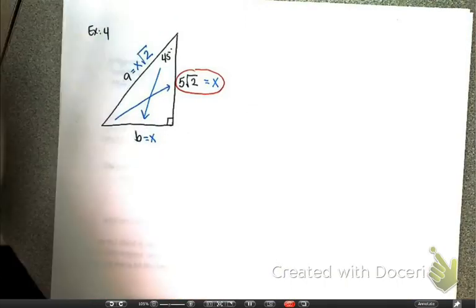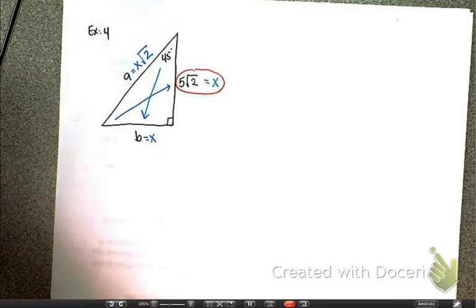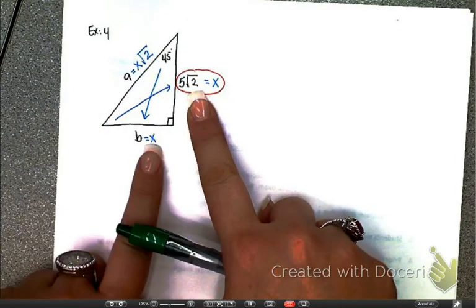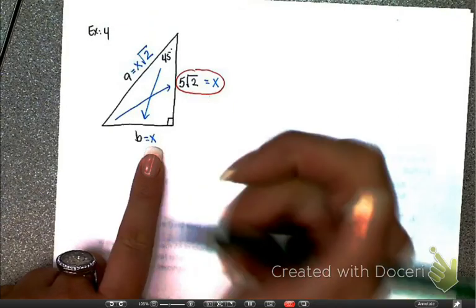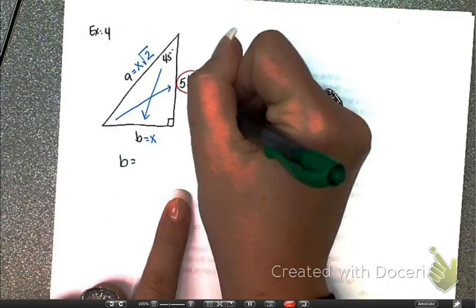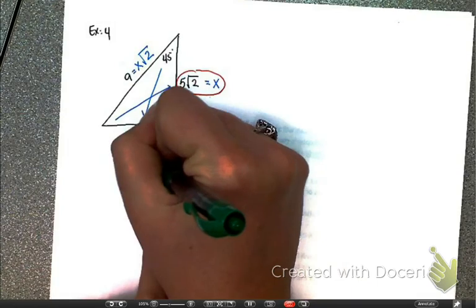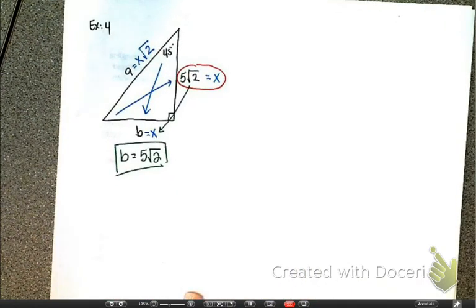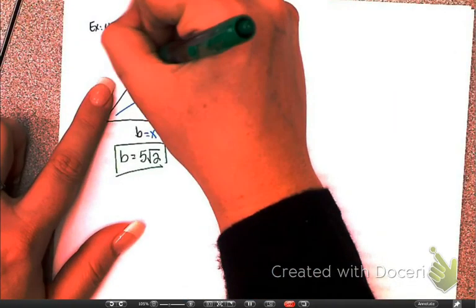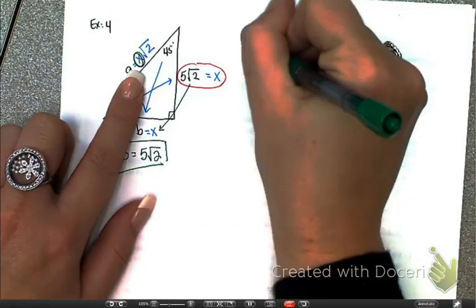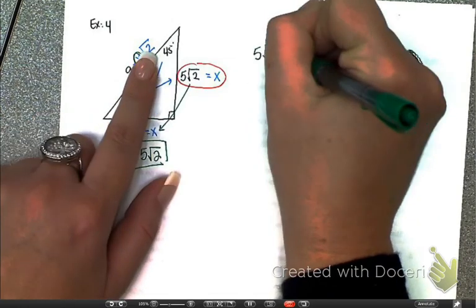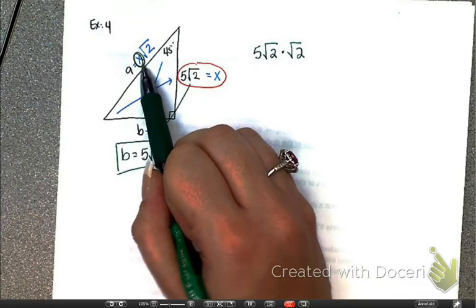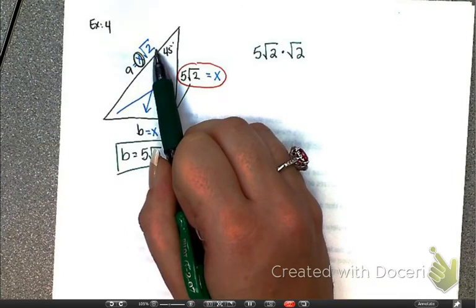Step 3, plug it in. So take 5 square root of 2 and replace it with all the other x's. So b equals, and I'm literally replacing it, 5 square root of 2. So that's what b should be. If I replace this x here with 5 square root of 2, I still have a square root of 2 to deal with. So this is 5 square root of 2. This is square root of 2. Everyone with me?